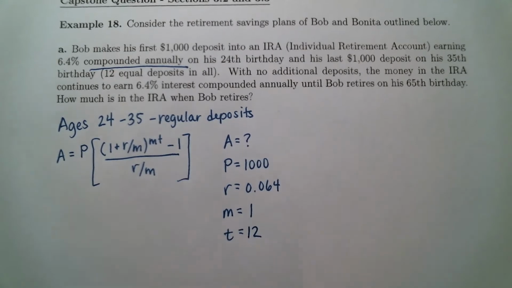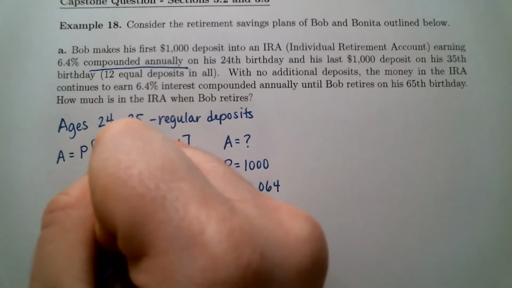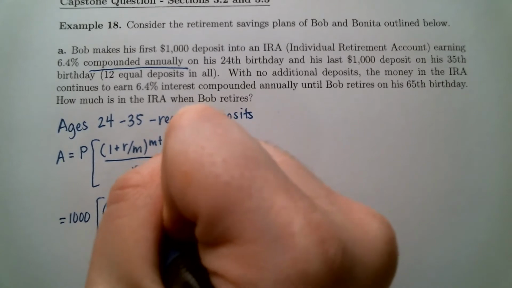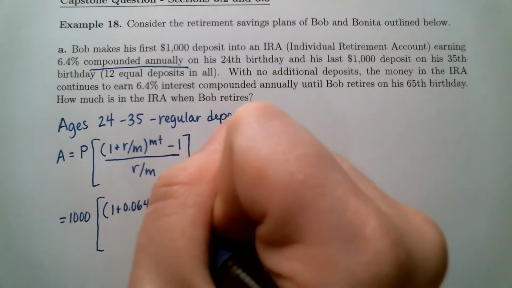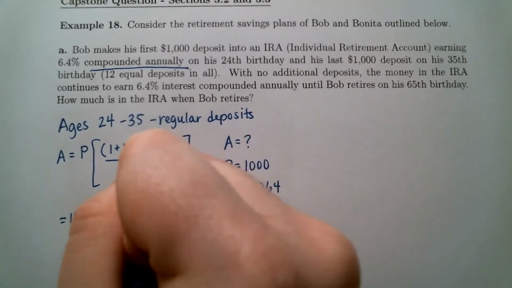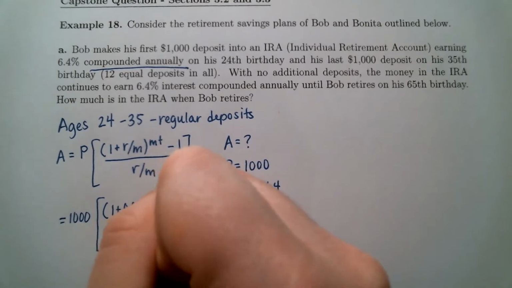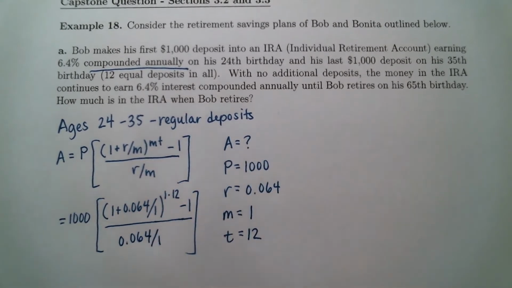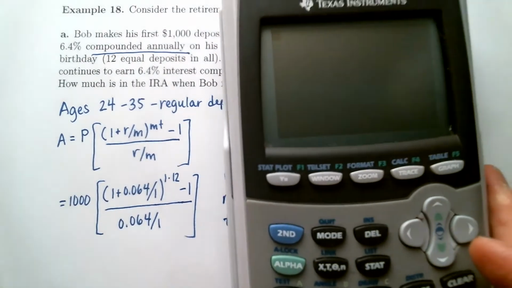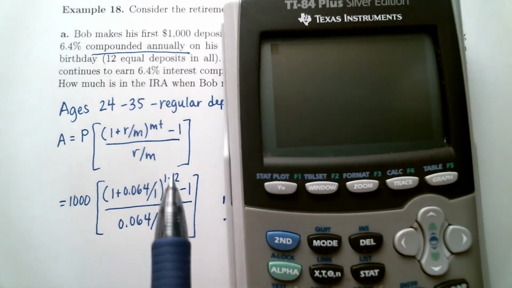All right, so we're going to plug into this. We're going to get 1,000 times 1 plus 0.064 divided by 1, raised to the 1 times 12, minus 1, all over R over M. This will cover through age 35. We need to plug this in to get the balance. Let's go ahead and do that over here. Remember how you want to work with this formula.